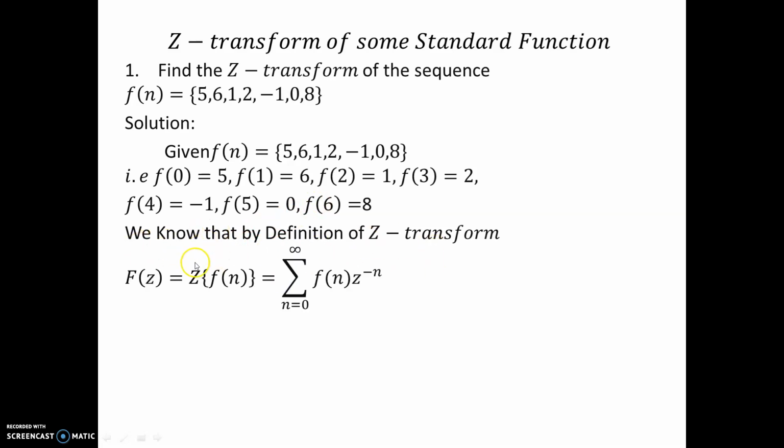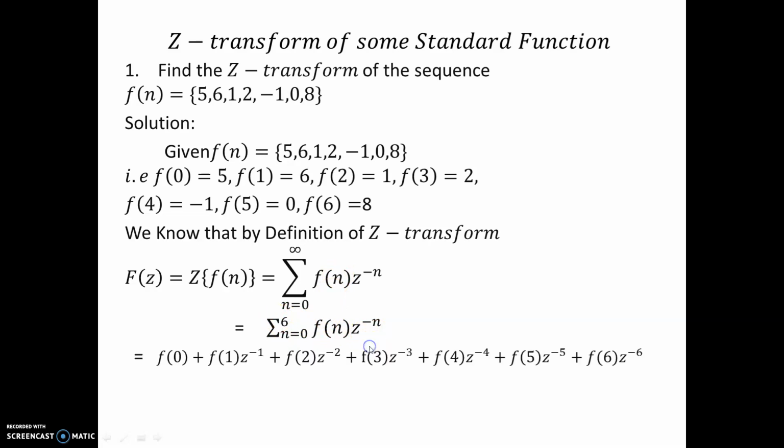Already we know that Z transform of f of n equal to summation n equal to 0 to infinity f of n z power minus n. Here n is 7 terms only. So put n equal to 0 to 6. So summation n equal to 0 to 6 f of n z power minus n.